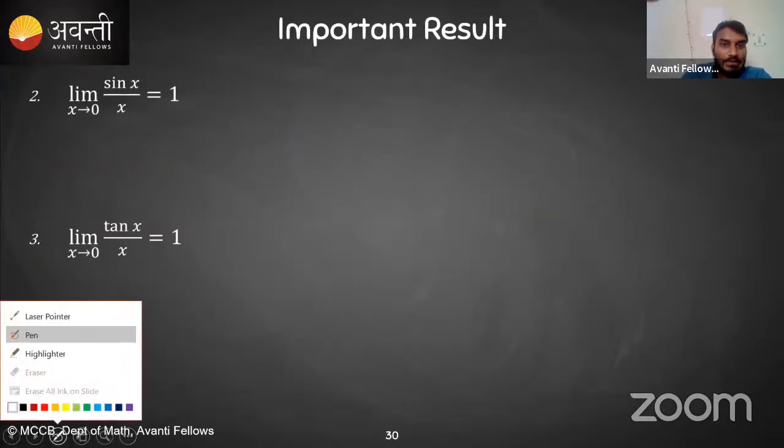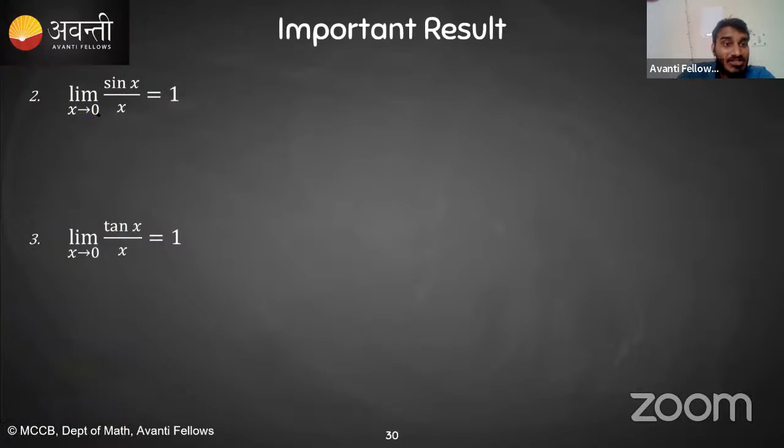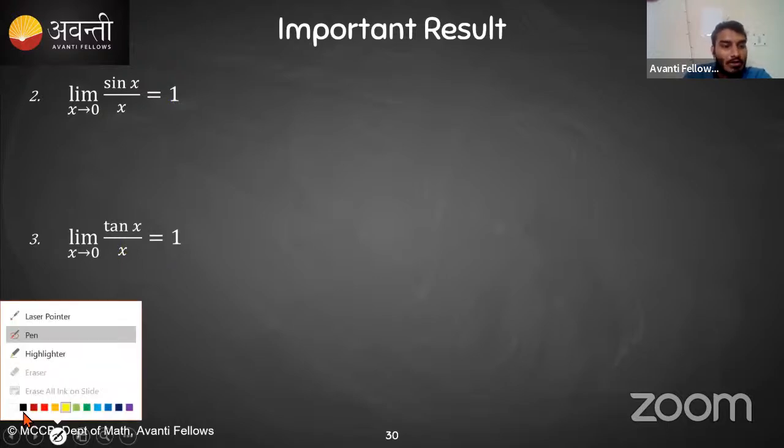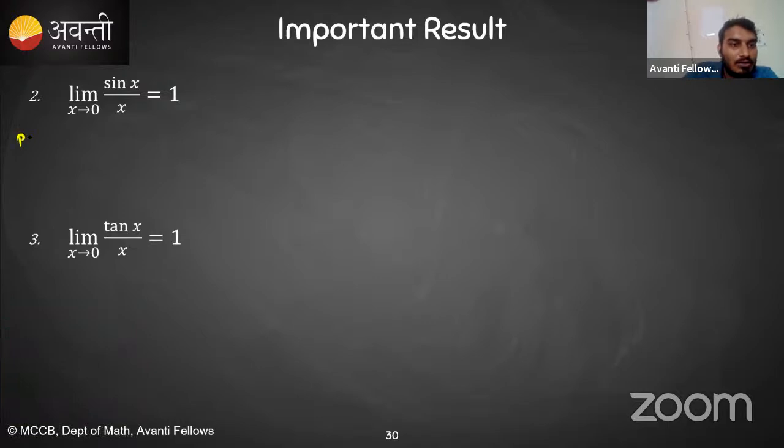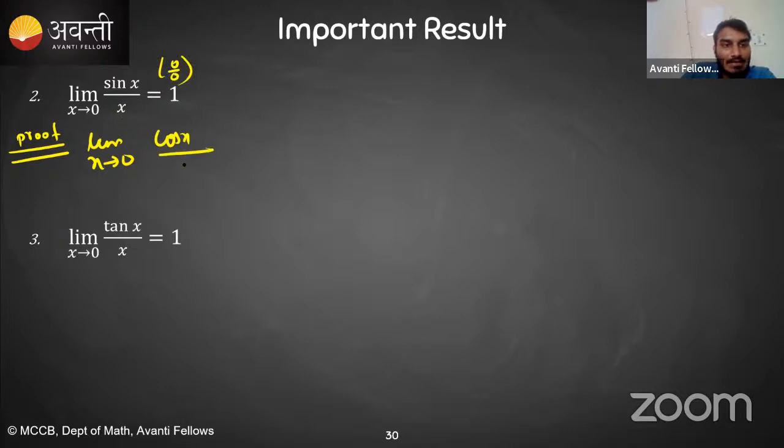Now the second important result is limit x tends to 0, sin x upon x is 1, and limit x tends to 0, tan x upon x is 1. For the proof, again you can use the L'Hopital rule. It is written as limit x tends to 0, differentiation of sin x is cos x, because sin x upon x at x equal to 0 is 0 by 0 form, right? And differentiation of x is 1. So now we got rid of the indeterminate form. So directly it is cos 0, which is 1. Is this clear?